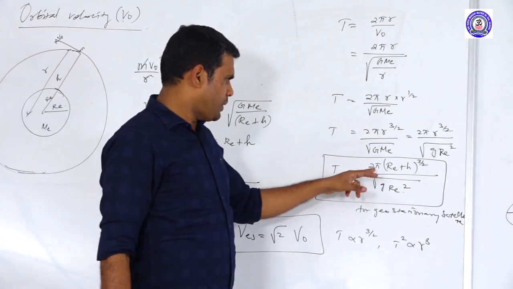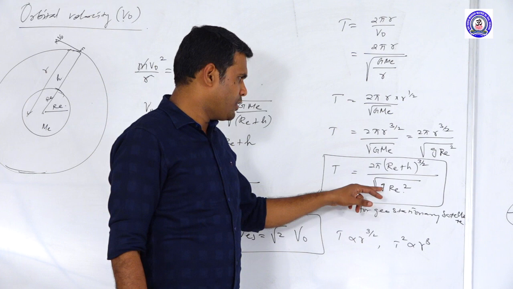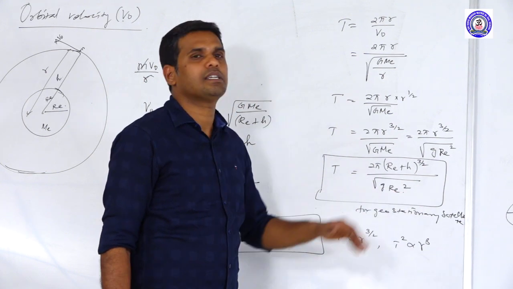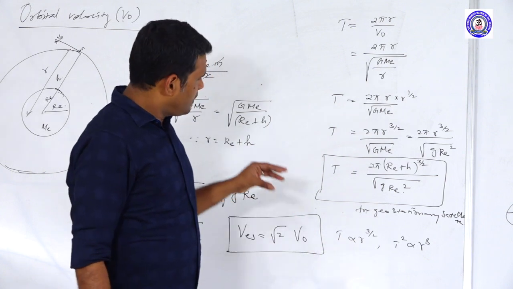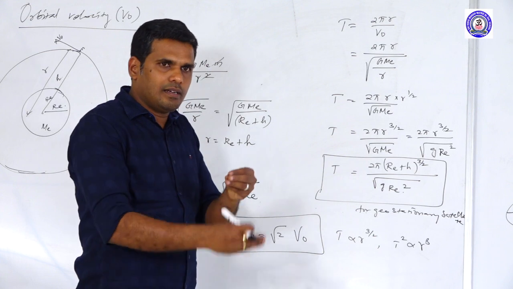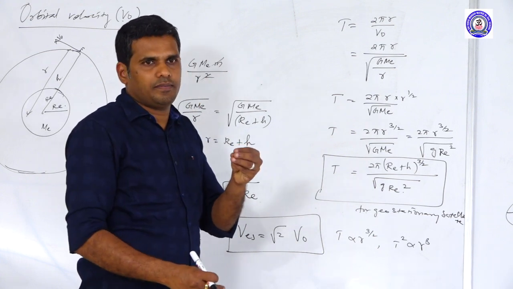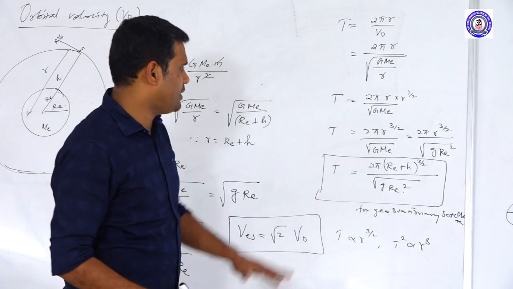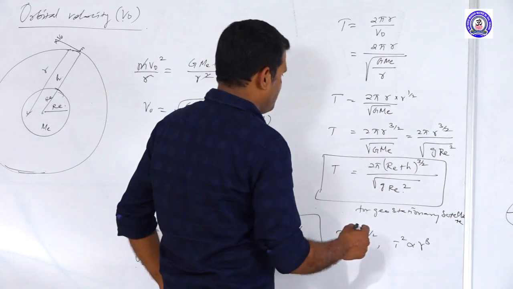So T equals 2 pi into (RE plus h) the whole power 3 by 2 into square root of GRE square is the expression for geostationary satellite. If the satellite is said to be revolving around the Earth very close to the surface of Earth, where height is very, very small, then what will happen? The expression will totally change here.